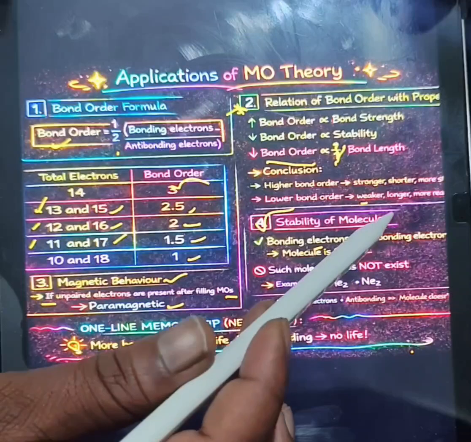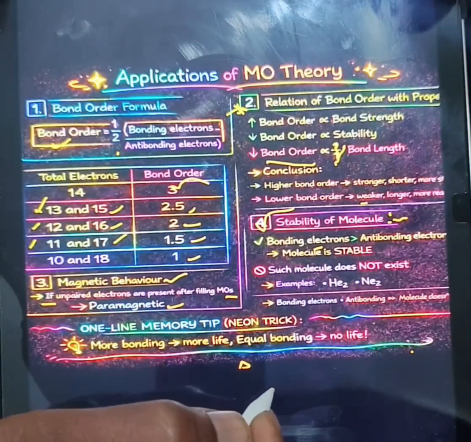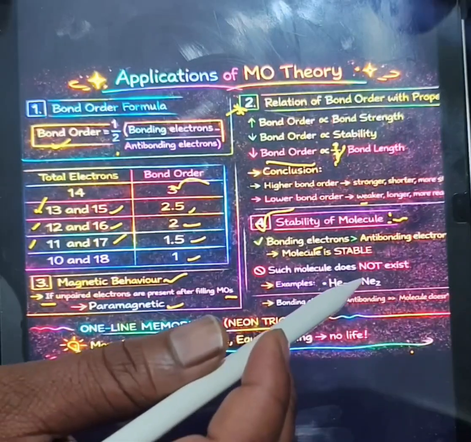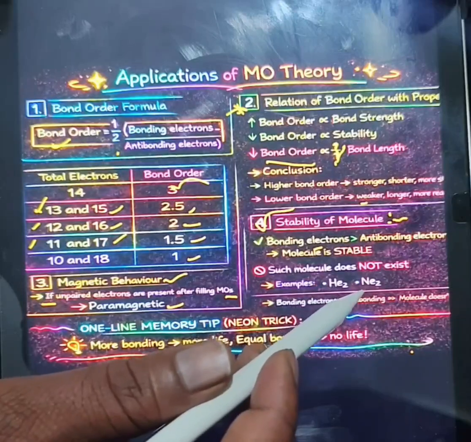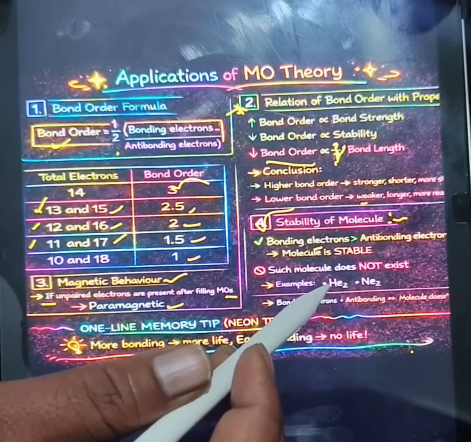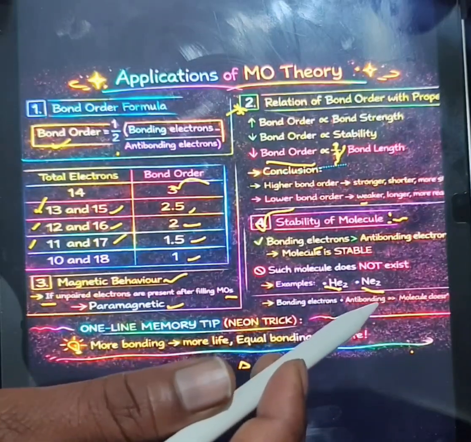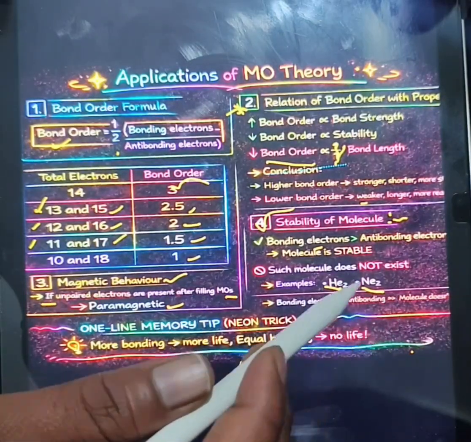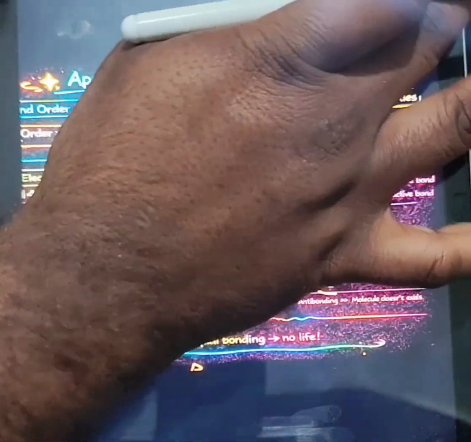And coming to stability of the molecule, there will be three conditions here. If bonding electrons are greater than anti-bonding electrons, the molecule is stable. If bonding electrons are less than anti-bonding electrons, then the molecule is unstable. Suppose any molecule has the same number of bonding and anti-bonding electrons, like He2 and Ne2, we can see those molecules don't exist. These are the overall applications of MO theory. Based on this, we can see questions also.